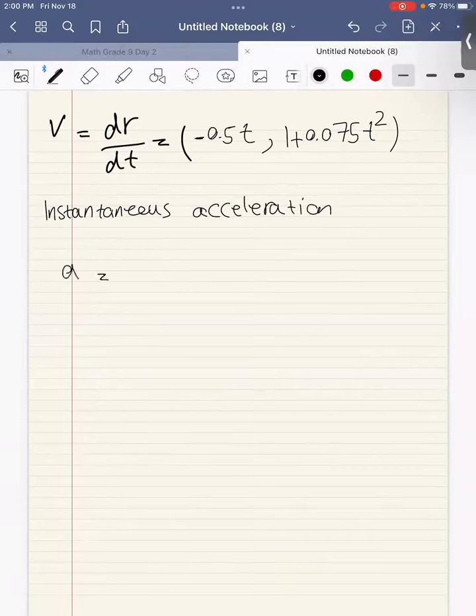A is dv by dt, the derivative of v with respect to t. Here the first component of v is minus 0.5 t. The derivative of t with respect to t is 1, so you get minus 0.5, that's it, constant. Now you have 1 plus something times t squared. The derivative of 1 is 0, and the derivative of t squared is 2t. So what is 2 times 75? 150, right?